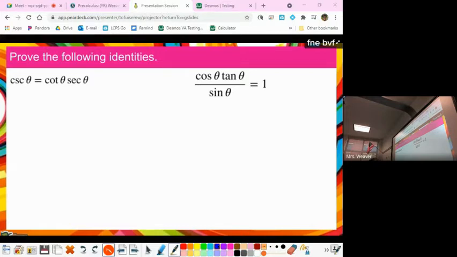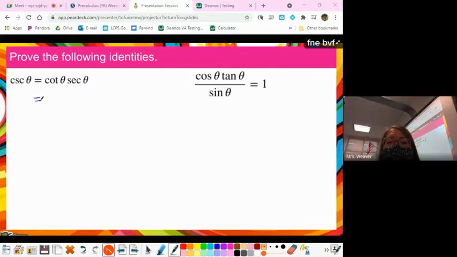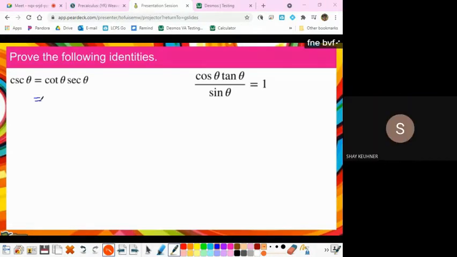So one of our main strategies is to change everything to sine and cosine. So if I want to change cotangent theta in terms of sine and cosine, what is cotangent in terms of sine and cosine? Anybody? Go ahead and tell me, Valerie. What is cotangent in terms of sine and cosine? It's cosine x over sine x.